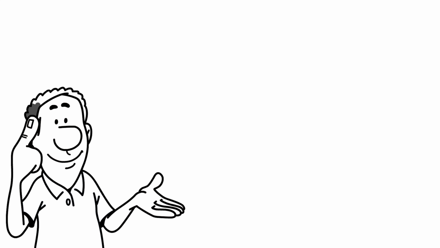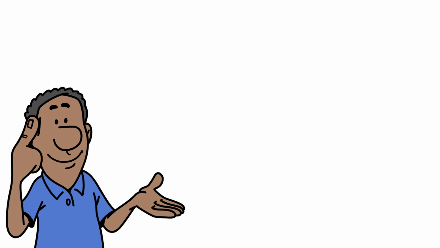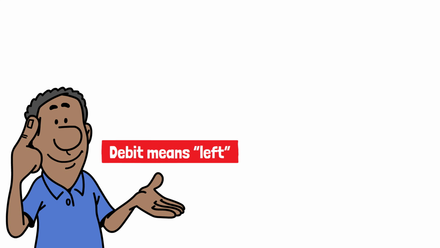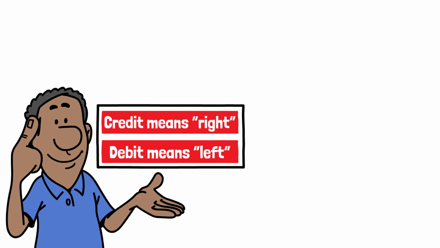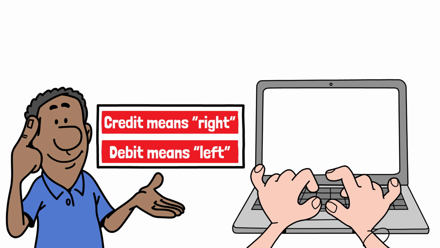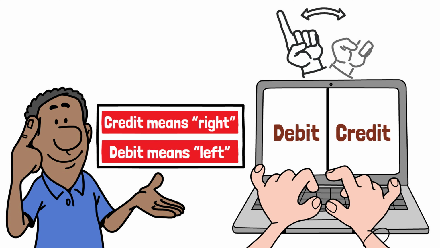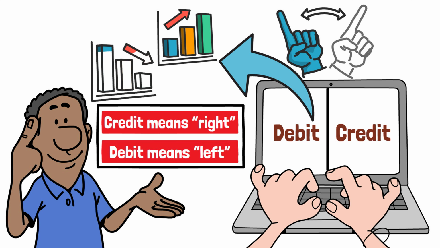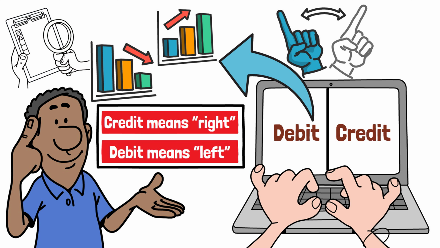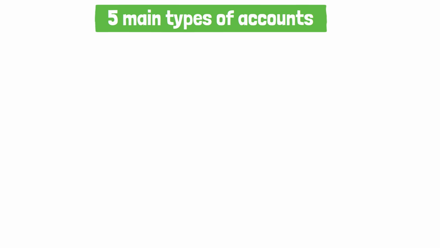Now, here is the most important rule that you will absolutely need to remember. Debit means left. Credit means right. That's it. Debit is simply the left side of an account, and credit is the right side. They do not automatically mean increase or decrease. To understand when debits and credits increase or decrease an account, we need to look at account types. There are 5 main types of accounts.